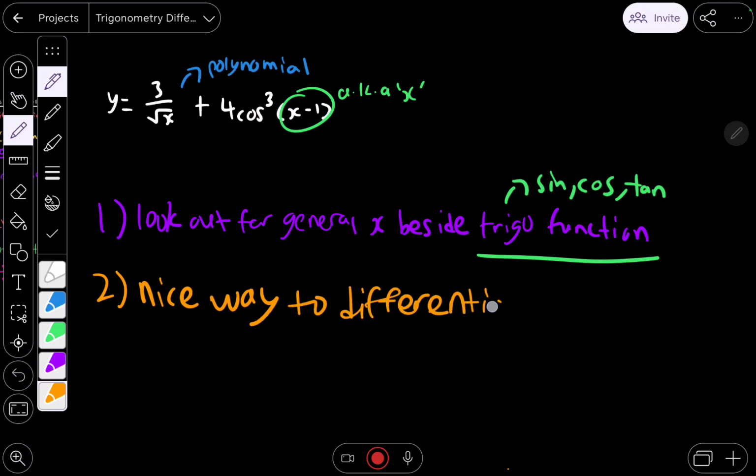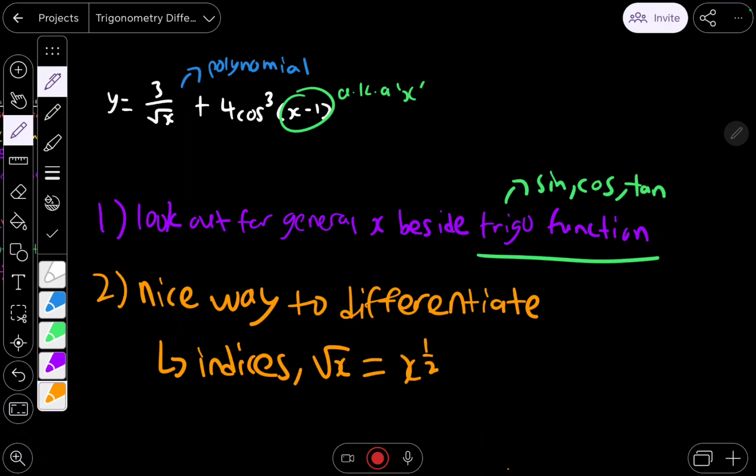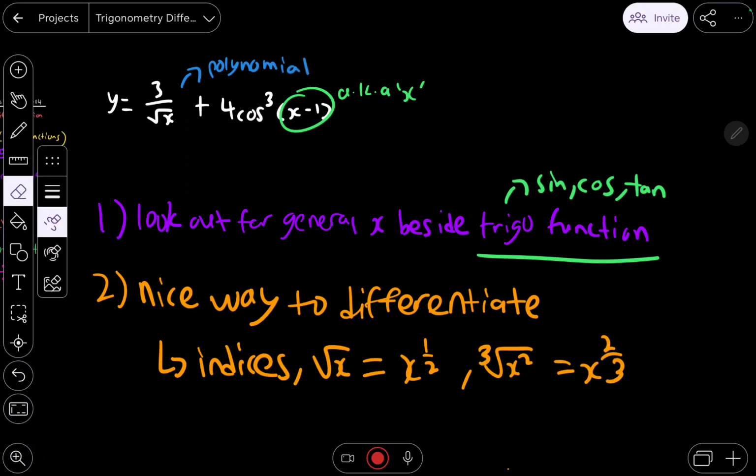And how do you know if it's in a nice way to differentiate? You need to use a bit of your indices. Like let's say if there's square root x, convert it into x to the power of half, and then let's say if we have something like this, change to x to the power of 2 over 3. It is the same thing. Alright, so sometimes you will need to use a little bit of your indices to solve these kinds of questions.